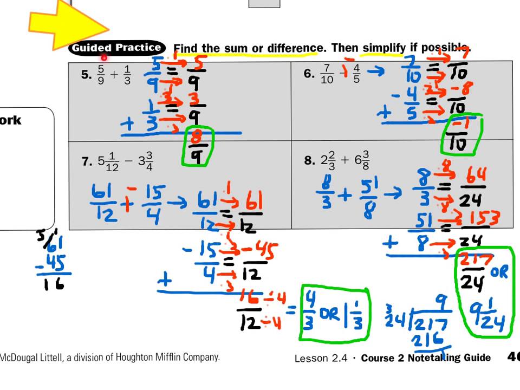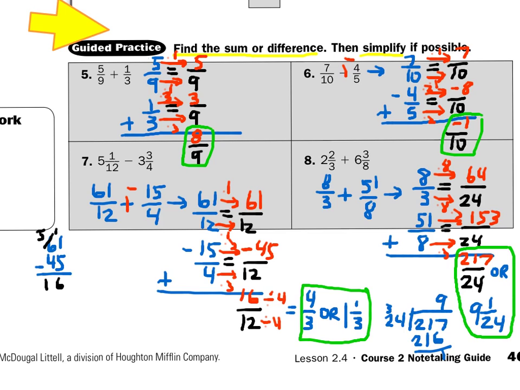Okay, so let's try these guided practice. Take a look at 5. 5 over 9 plus 1 over 3. The denominators do not match, so I use the towers. 5 over 9 on top, 1 over 3 on the bottom. Look at the 9 and the 3. I go to the bigger one, the 9. Will 3 go into 9? Yes. So I'm going to use 9 in the denominator in all of my fractions.